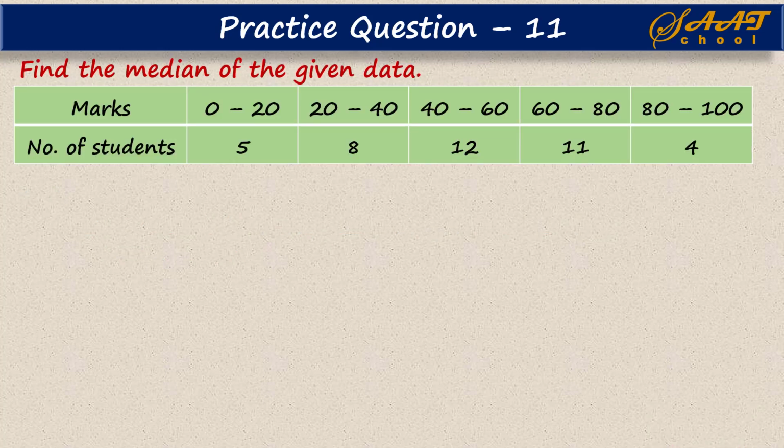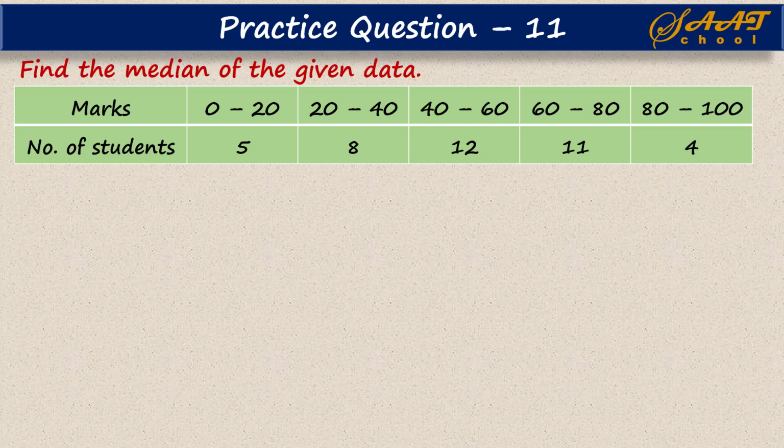Now here is practice question 11. Here you have to find the median of the given data. This is a continuous series, and to find the median of a continuous series we have the relation: median is equal to L plus (n by 2 minus CF) divided by F, multiplied by I or H.